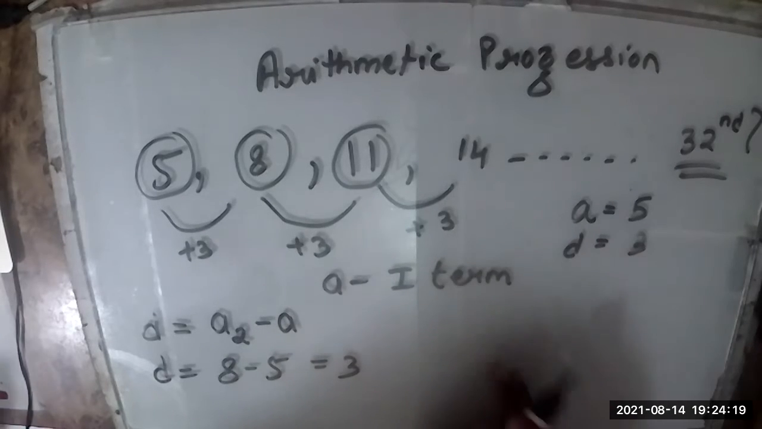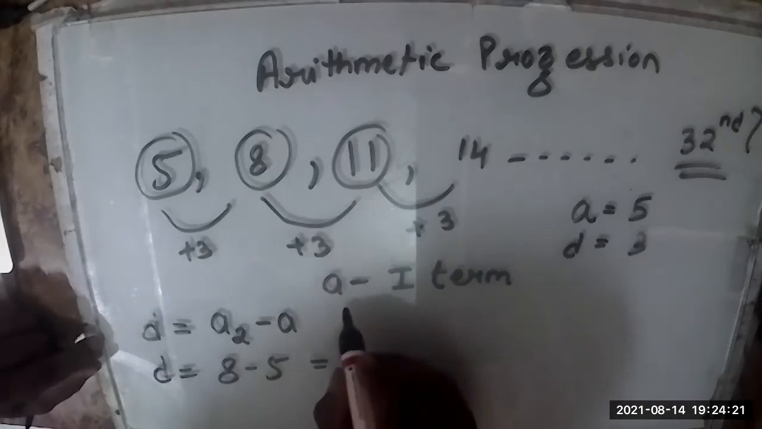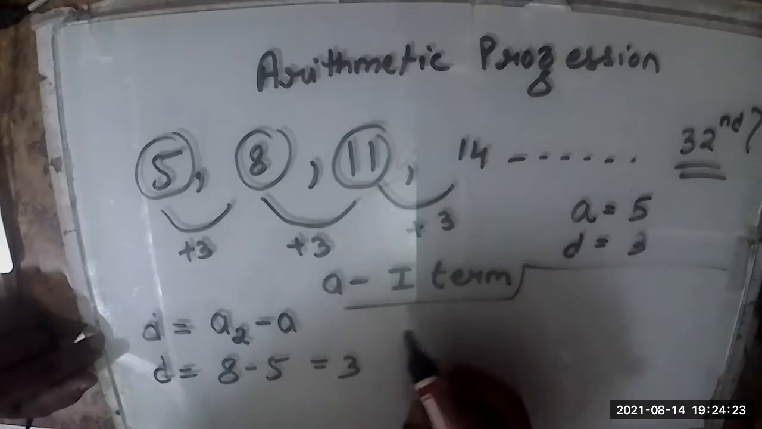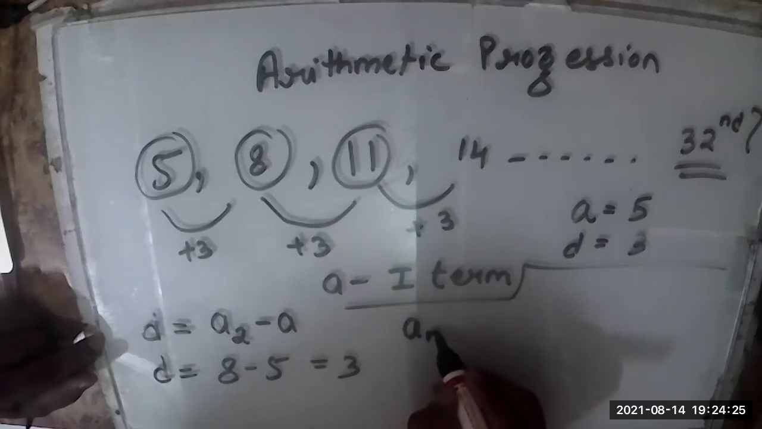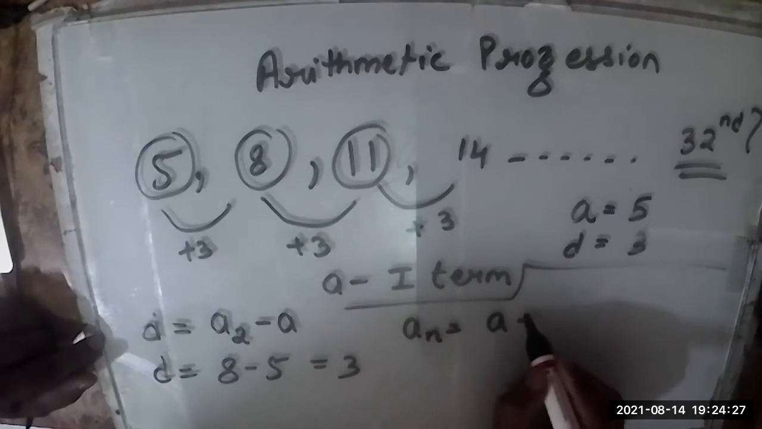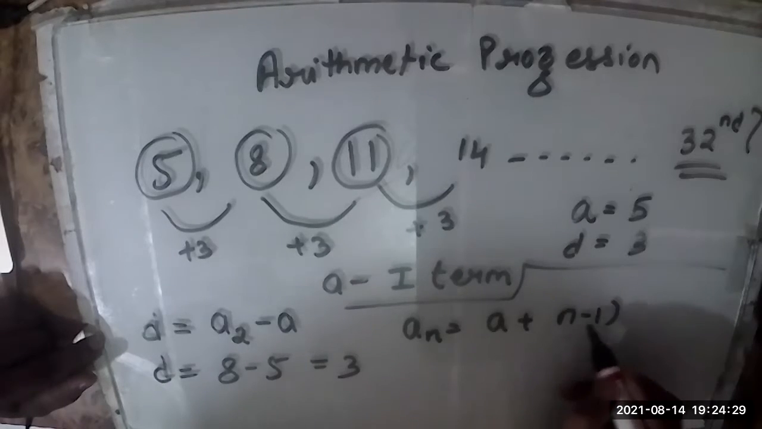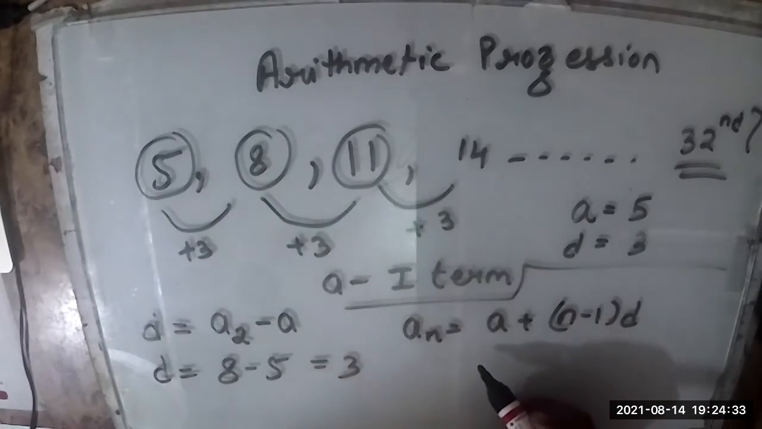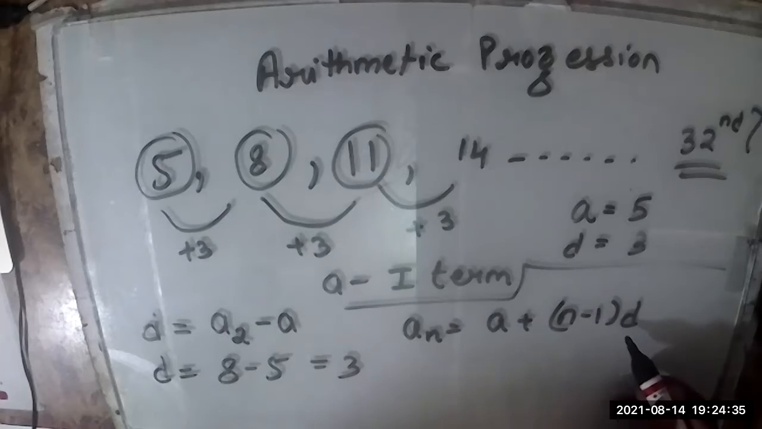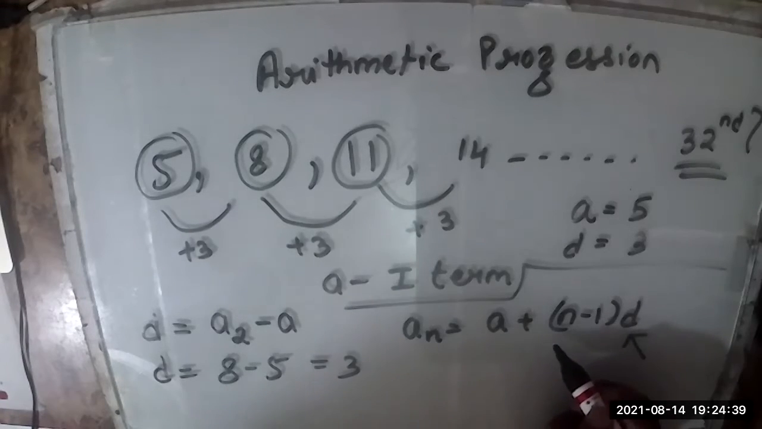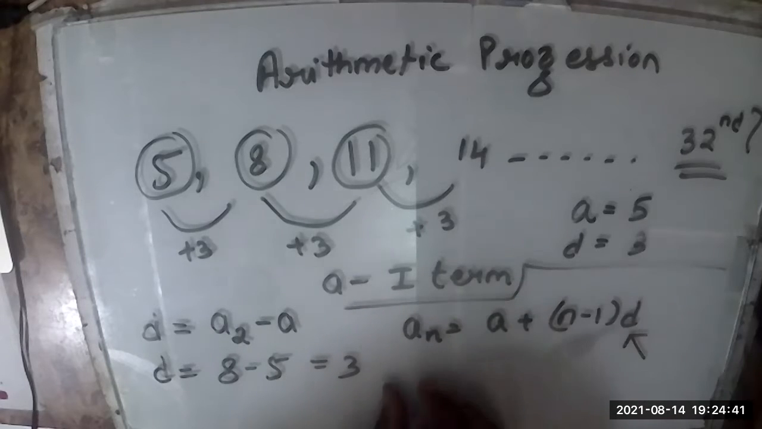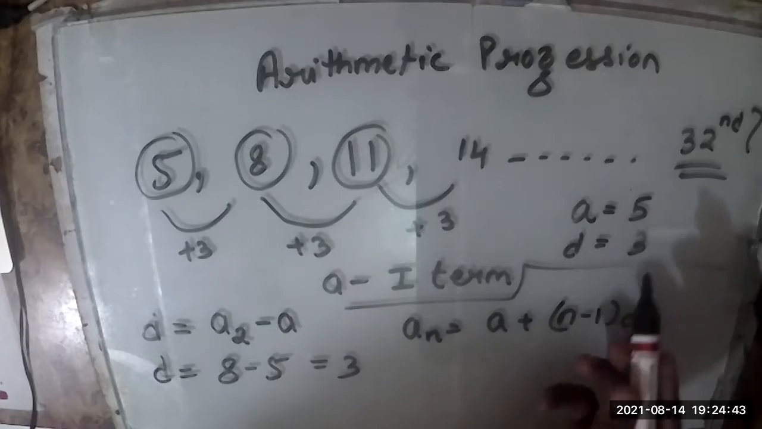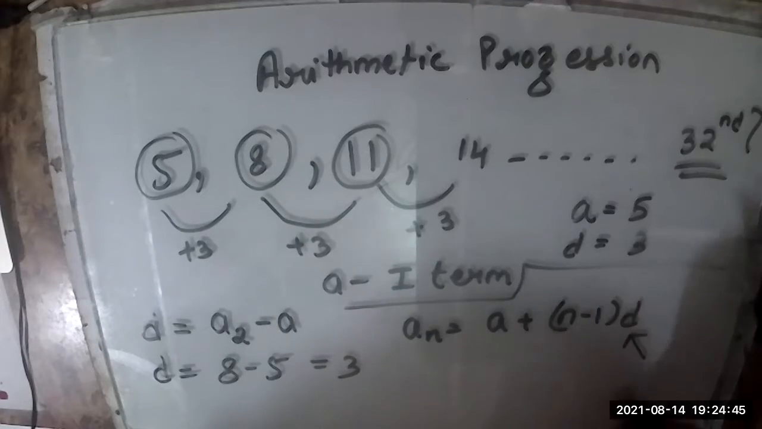So for that, there is a formula which we use. The formula is a_n is equal to a plus (n minus 1) into d. In this formula, a is the first term, as already told you. d is the common difference, and n is the number of the term which you want to find. For example, here we want to find the 32nd term.